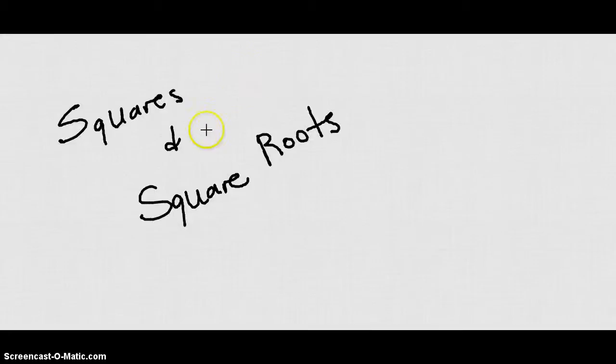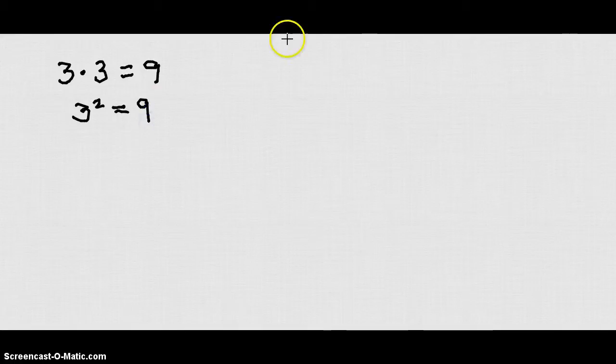Alright, so today's lesson is going to be on squares and square roots. You might already remember from our earlier discussion of powers what a square is, but just so you recall that, a square is when you take a number times itself, like 3 times 3 would be 9. Well, since you have two 3's multiplied by each other, that's also known as 3 squared, which is going to give us 9.